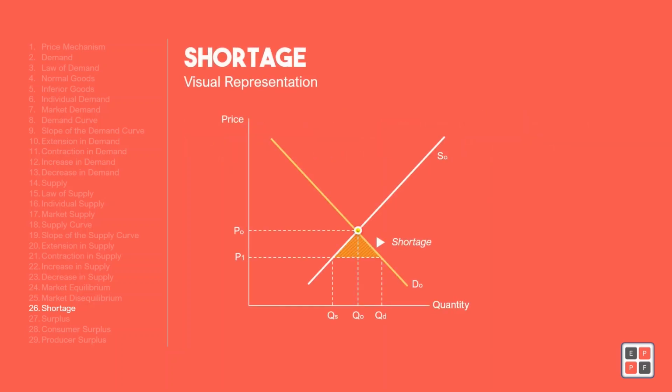In the diagram, we can see that P0 is the equilibrium price. If the price in the economy for a particular good is at P1, which means it is lower than the equilibrium price, that means the demand is going to be greater than supply. We can see that quantity demanded is greater than quantity supplied. Hence, there is going to be a shortage.